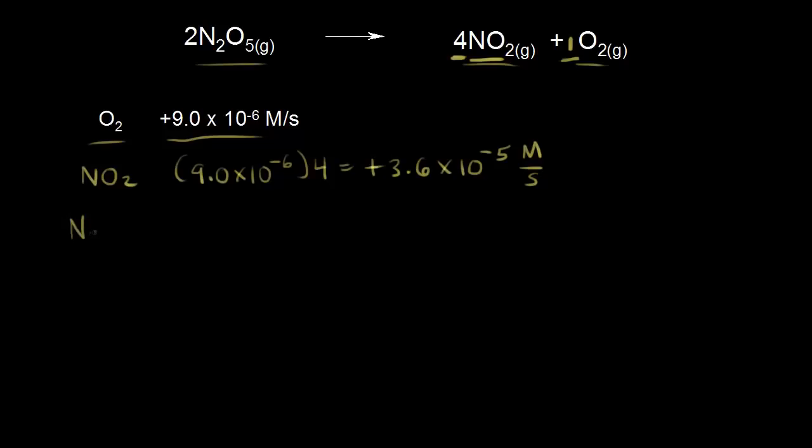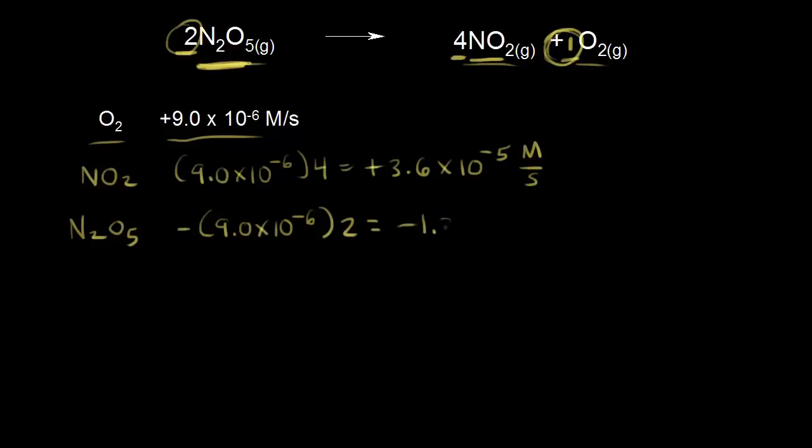What about dinitrogen pentoxide, so N2O5? Look at your mole ratios. For every 1 mole of oxygen that forms, we're losing 2 moles of dinitrogen pentoxide. So if we're starting with the rate of formation of oxygen, because our mole ratio is 1 to 2 here, we need to multiply this by 2. And since we're losing dinitrogen pentoxide, we put a negative sign here. So this gives us negative 1.8 times 10 to the negative 5 molar per second. So dinitrogen pentoxide disappears at twice the rate that oxygen appears.